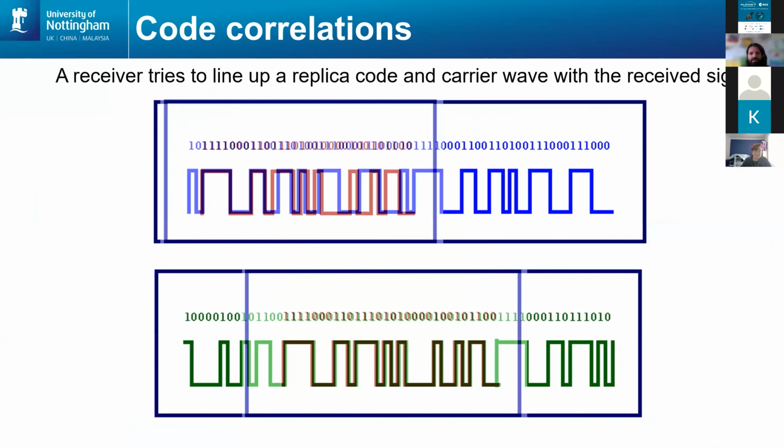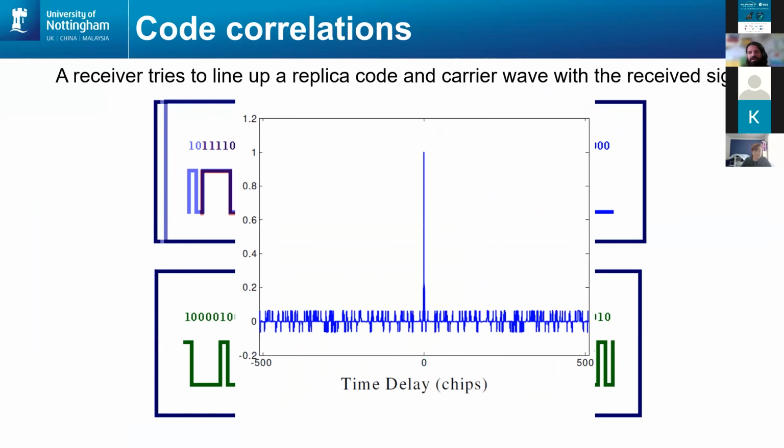In the receiver, what's going on is effectively the receiver's creating replicas of both this code and the carrier wave and trying to line them up with the received signal. And you kind of see that here: when you line up the code, you get a big spike in the signal there.